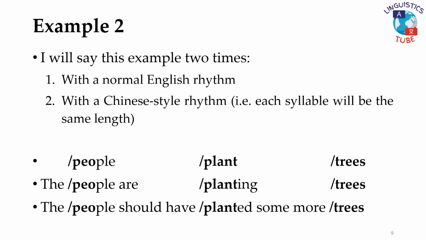Let's look at another example. I will say it 2 times. Firstly, with a normal English rhythm, and secondly, with a Chinese-style rhythm. In other words, each syllable will be the same length. Here we go. People plant trees. The people are planting trees. The people should have planted some more trees.